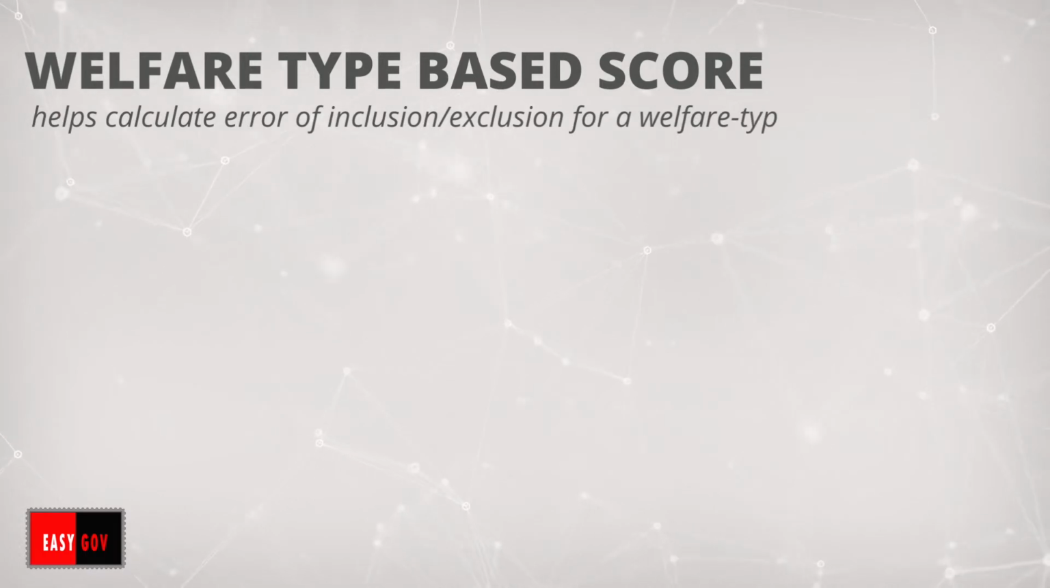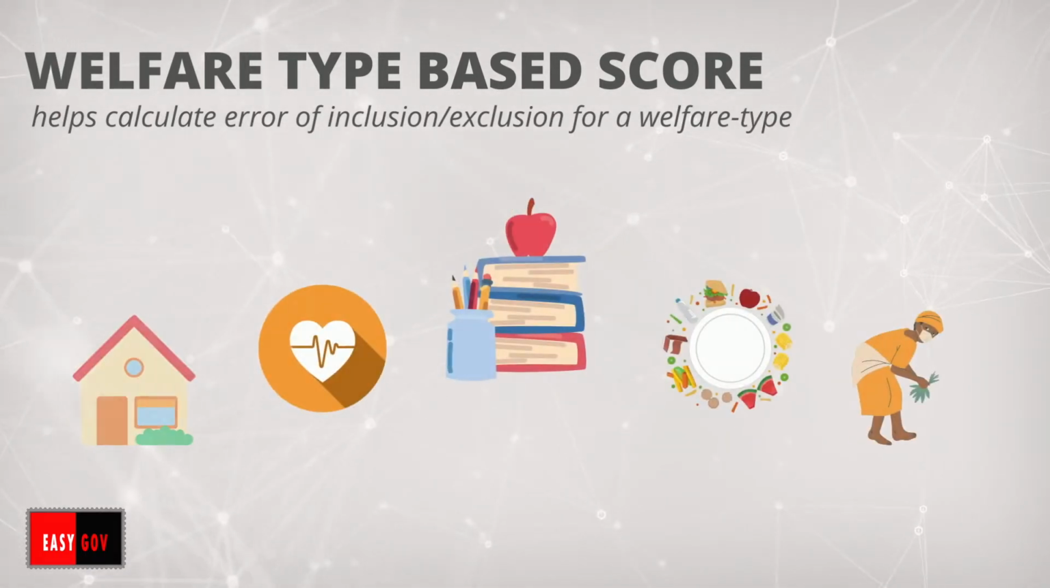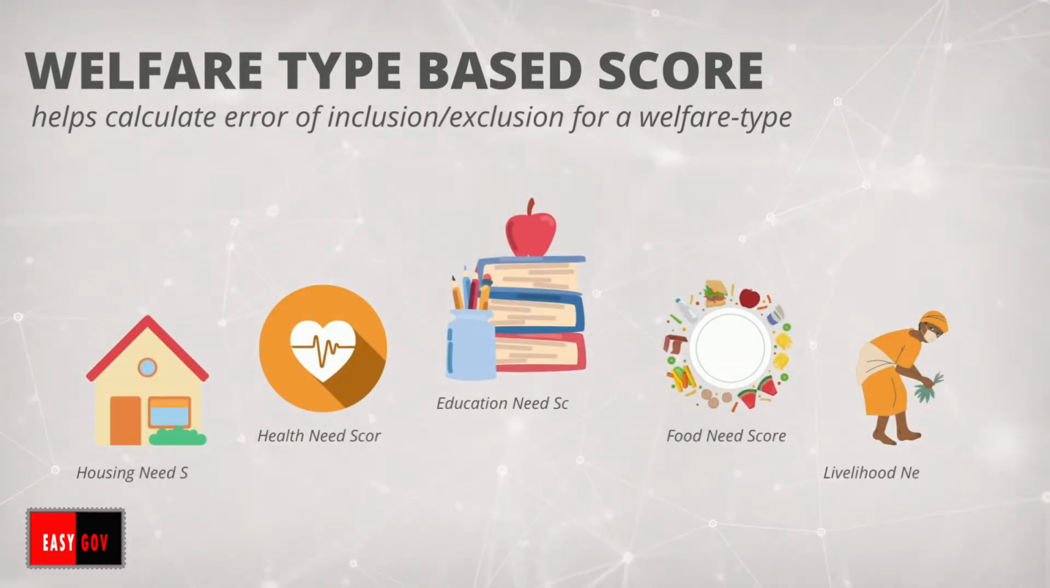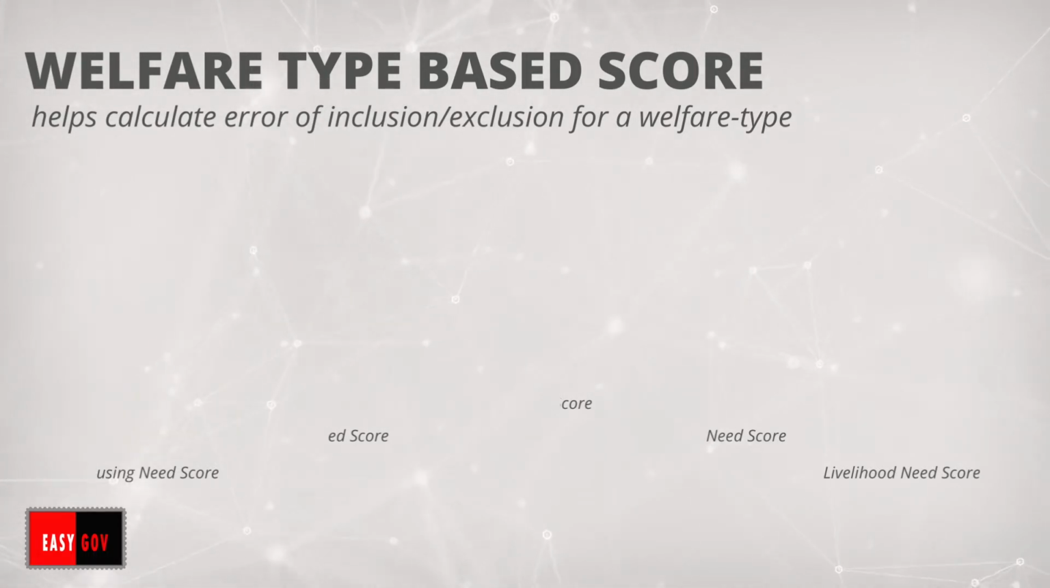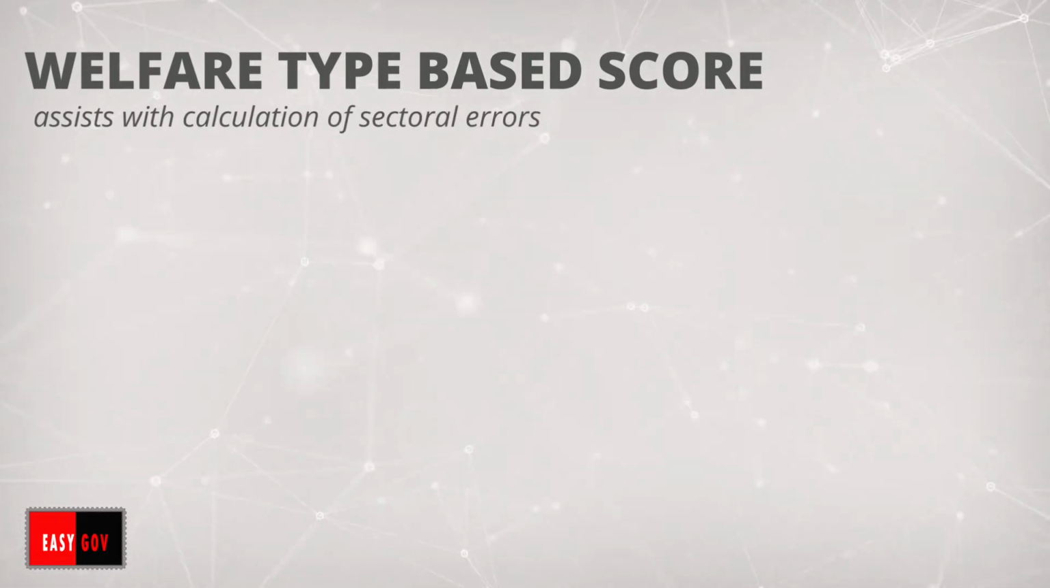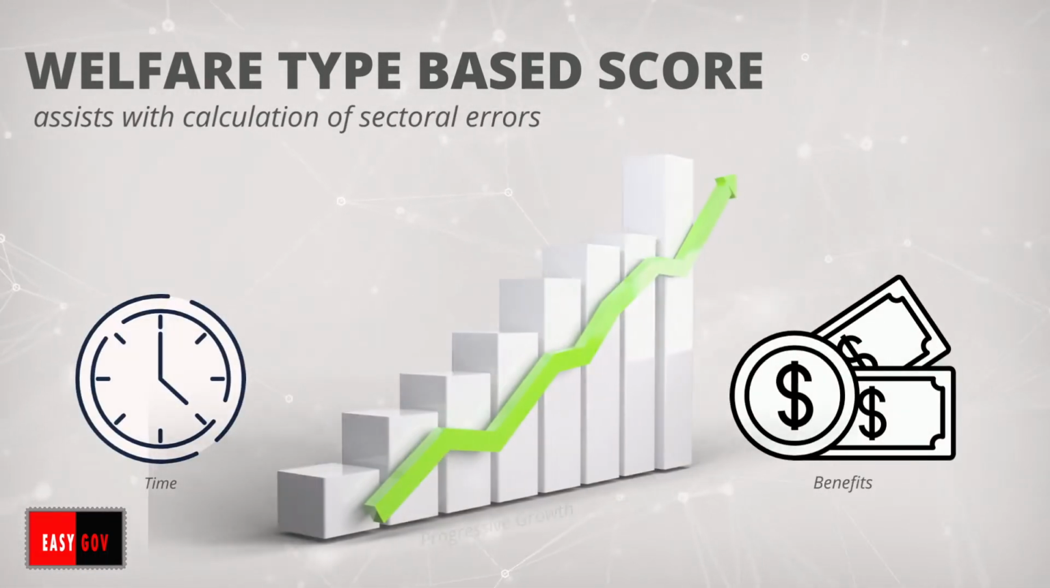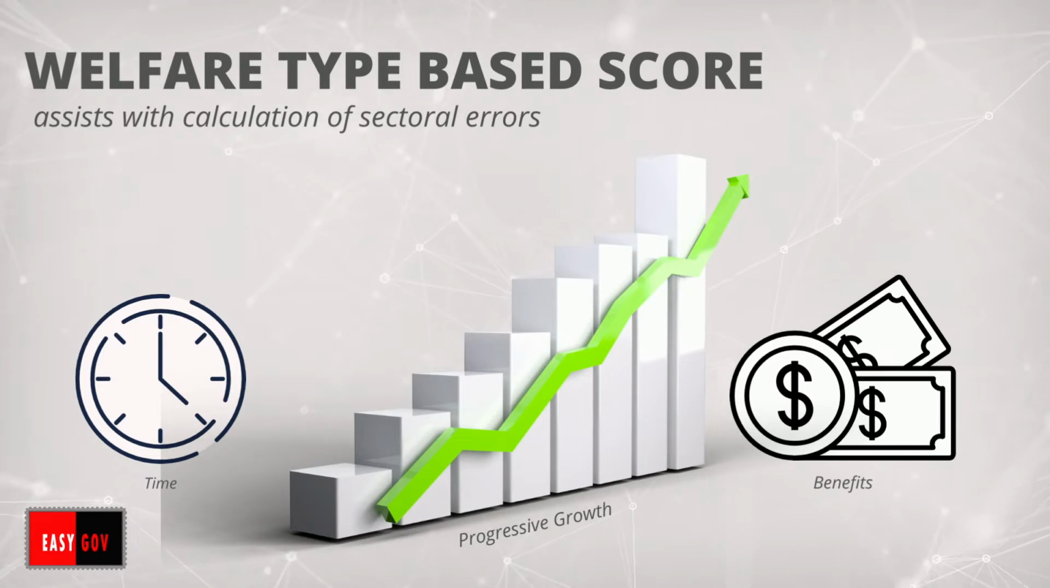These welfare types are one of the following 5: housing need score, health need score, education need score, food need score, livelihood need score. All schemes are generally mapped with their respective user types, and a score will be calculated for each welfare type for a user, allowing users to have a unique score for each welfare type. Aside from providing analytics based on time and benefits, welfare type-based score also helps analyze progressive growth and assists with calculations of sectoral error of exclusion and inclusion.